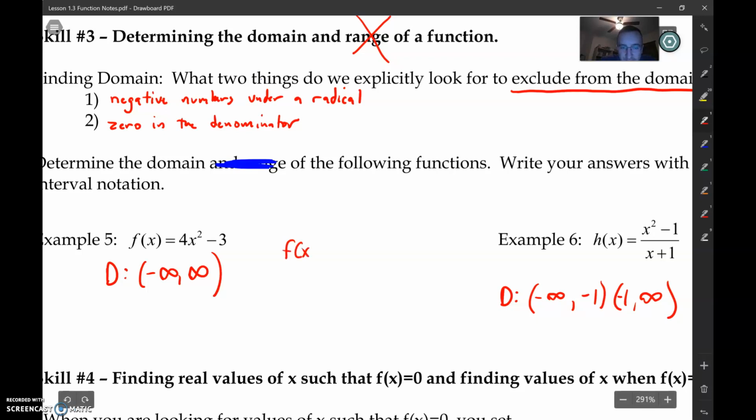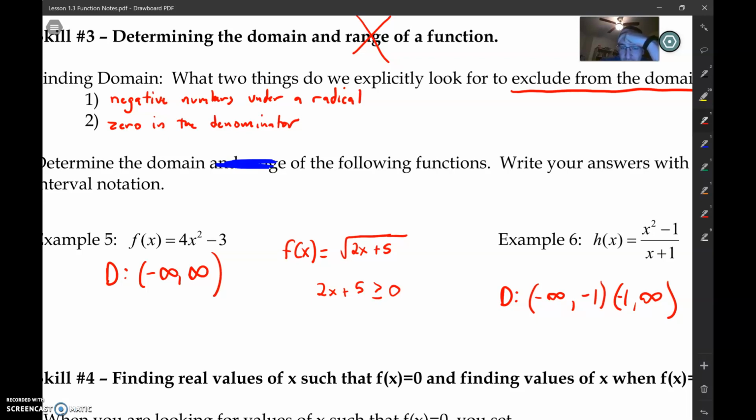If we had this, I'll pick a very basic one. If we had a function that was like the square root of 2x plus 5, something like that, we cannot have negatives in the radical. So what we do, check this out. We take what's under the radical and we say that we want it to be greater than or equal to 0. You see what I'm saying? Greater than 0 means positive. We want it to be positive.